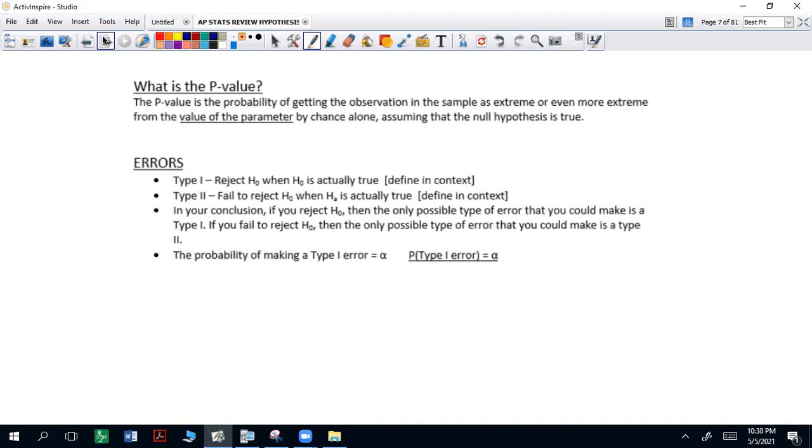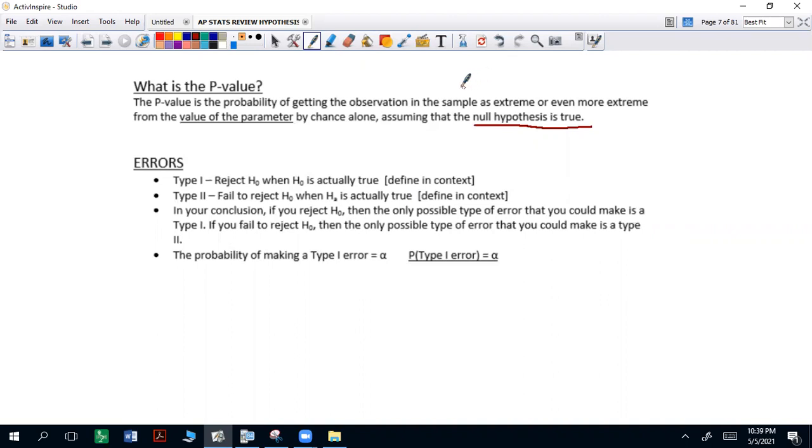So let's talk about p-value. It's basically the likelihood of getting an observation of a sample as extreme or even more extreme from the value of the parameter by chance alone. Under the assumption, and this is the important part, that the null is true. Because we have to assume the null, right? So assuming that the null is true, you get an observation that's really extreme, that p-value is going to be small, right? If it's not super extreme, the likelihood of that happening is pretty high.